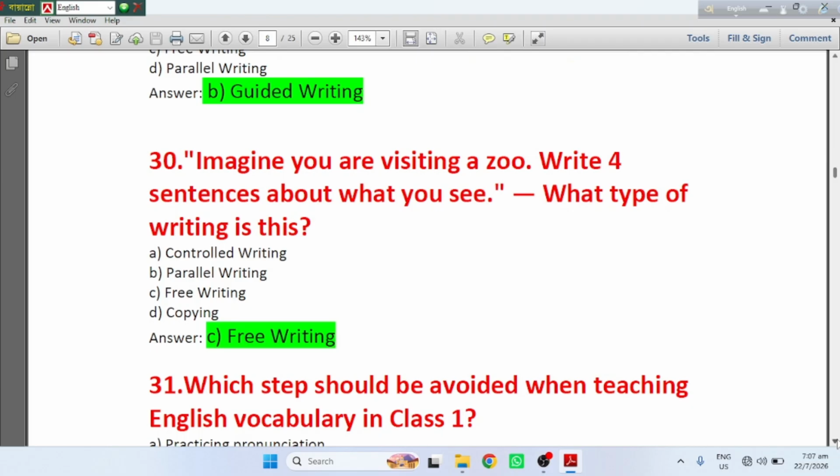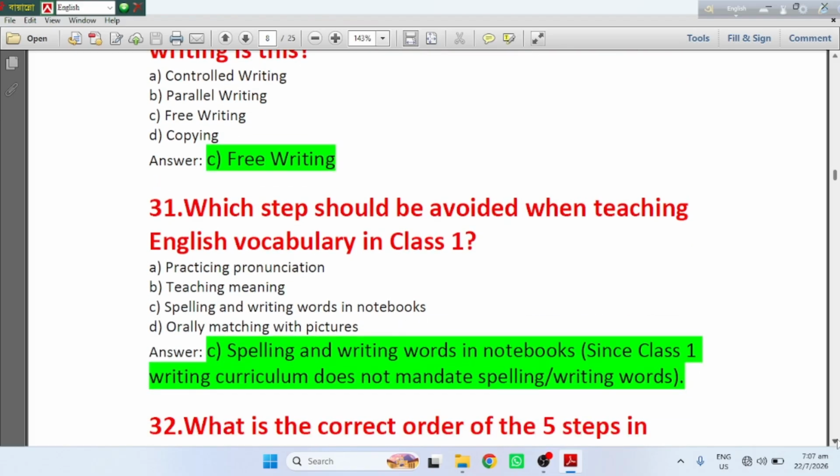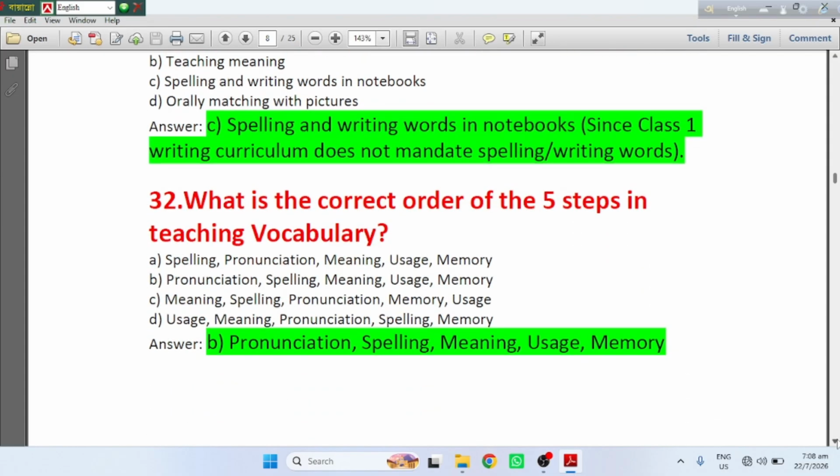30. Imagine you are visiting a zoo. Write 4 sentences about what you see. What type of writing is this? Free writing. 31. Which steps should be avoided when teaching English vocabulary in class 1? Spelling and writing words in notebooks, since class 1 writing curriculum does not mandate spelling writing words.